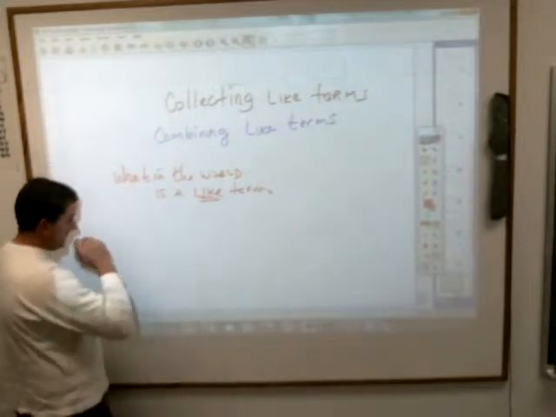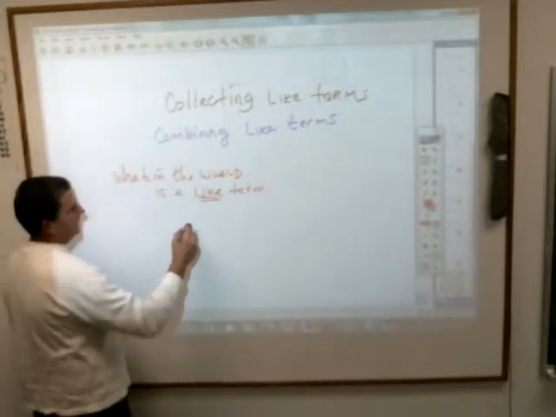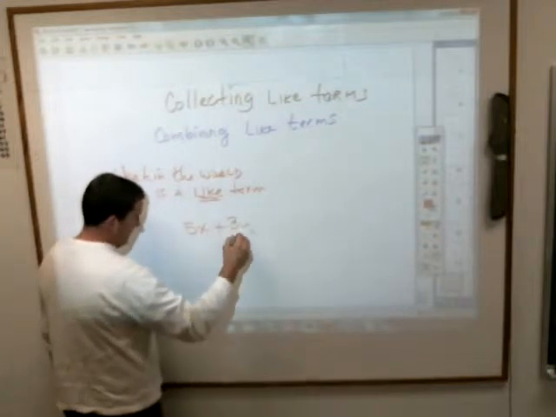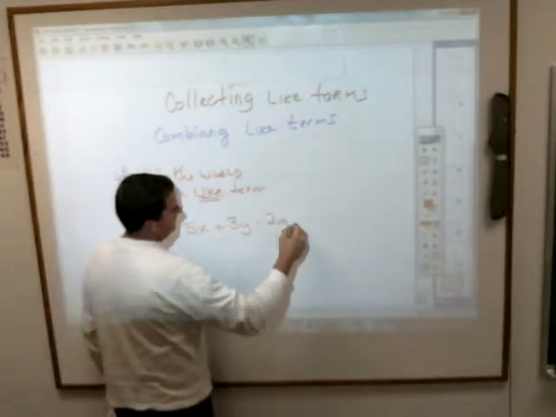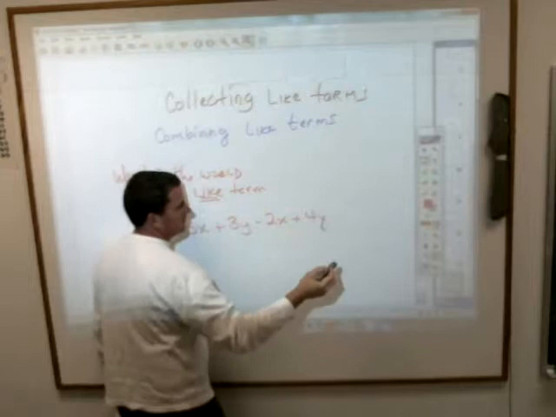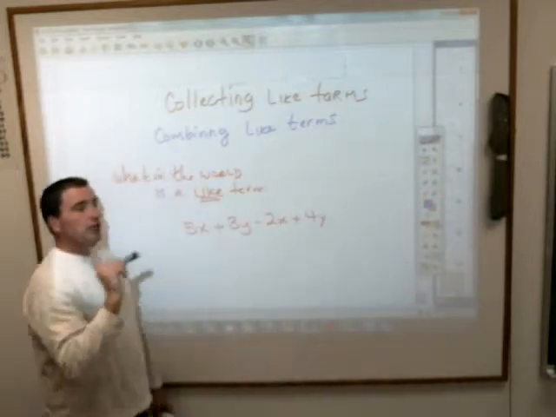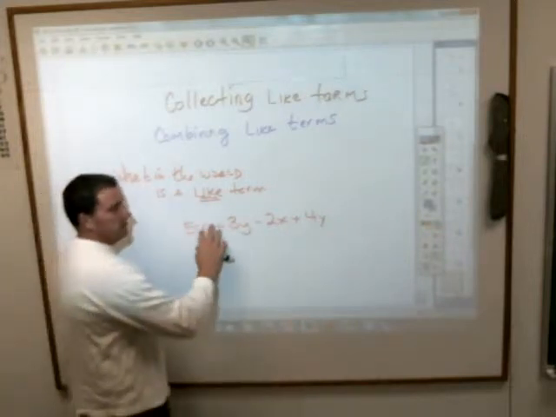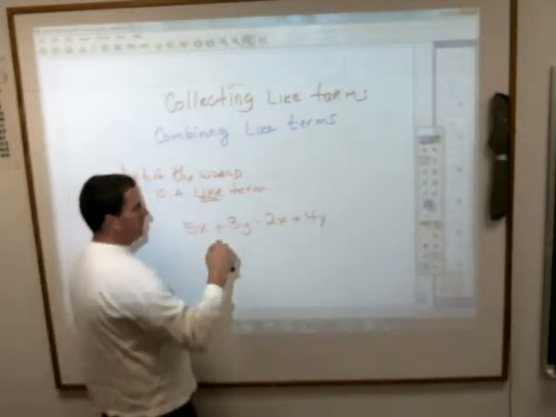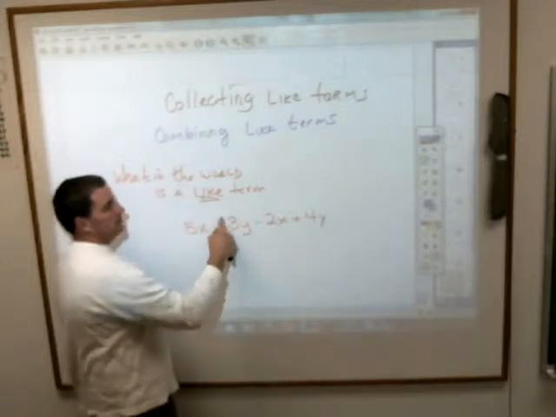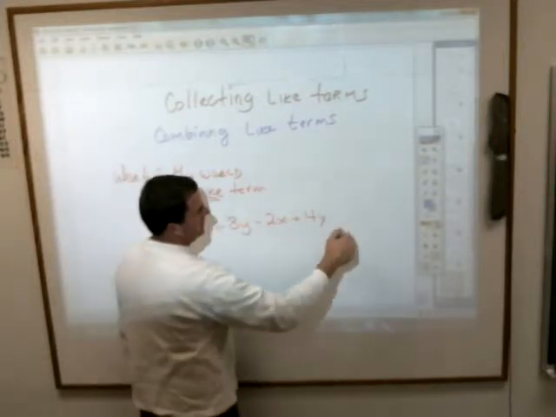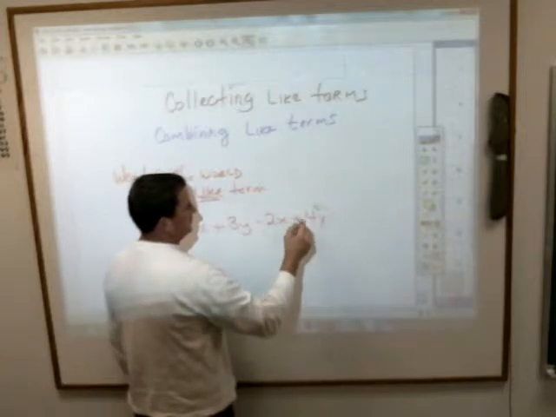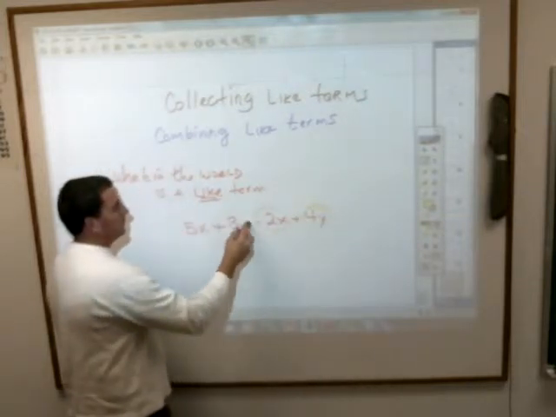Okay. Let's say I've got this. Let's say I have 5x plus 3y minus 2x plus 4y. First of all, terms in math are separated by addition and subtraction signs. Okay, that makes terms. So this right here has 4 terms. You have 5 times x, plus 3 times y, minus 2 times x, plus 4y. There are 4 terms. 1, 2, 3, 4.